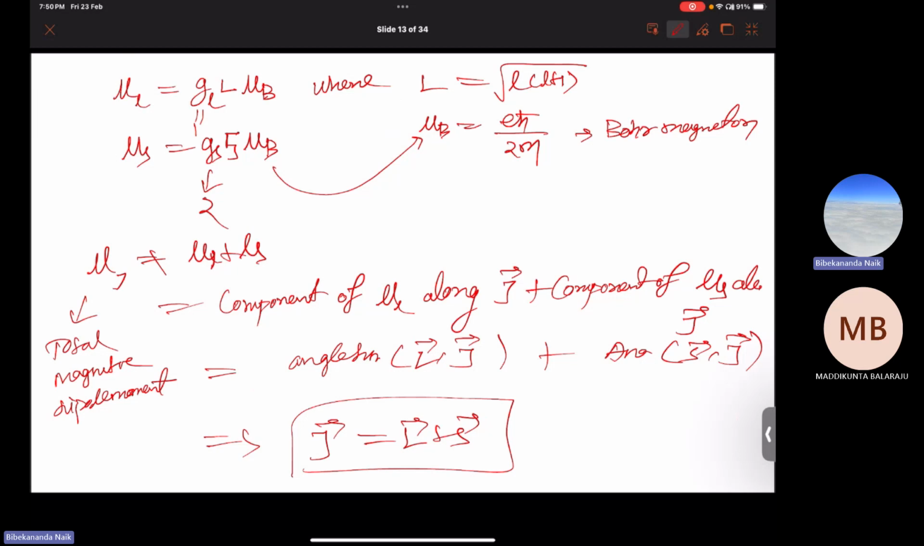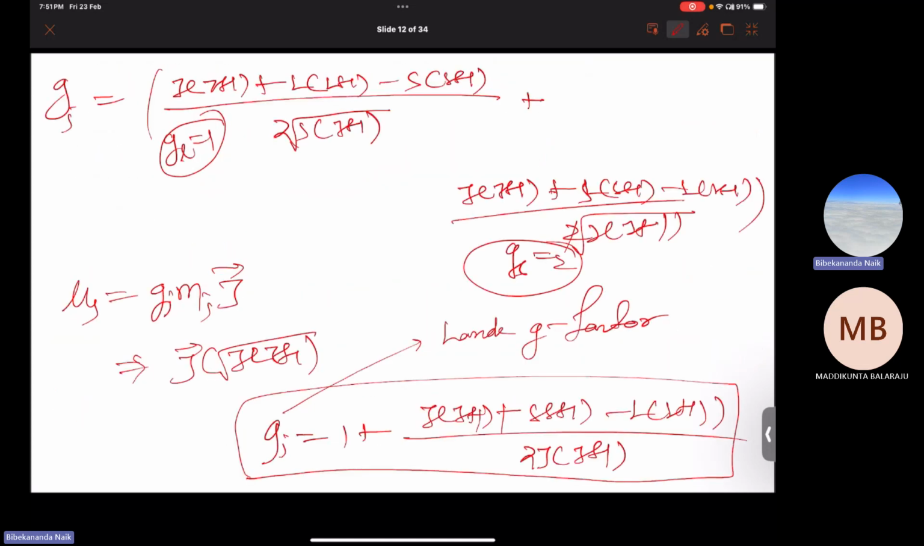So J square will be (L vector plus S vector) dot (L vector plus S vector). Then it will again come to L square plus S square plus 2LS times the cosine of the angle between L and S. Like this, we can calculate the angle between L and J and between S and J. So if you put these values, we can get the expression. The expression for the Landé g factor is 1 plus [J(J+1) plus S(S+1) minus L(L+1)] divided by 2J(J+1).